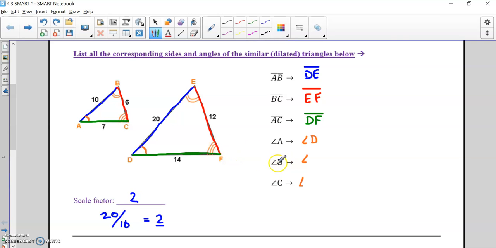So next we have angle B, this one right here, has two arcs, and it's between blue and red. So here, we're going to match it to E. Okay, and lastly, angle C, we got the three arcs, and it's also between green and red. So here, F is between green and red. So we have angle F to go with angle C. All right, so just make sure you understand how to match corresponding pieces of similar figures.